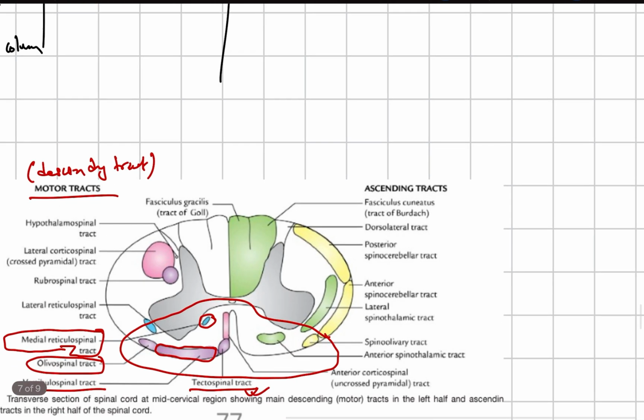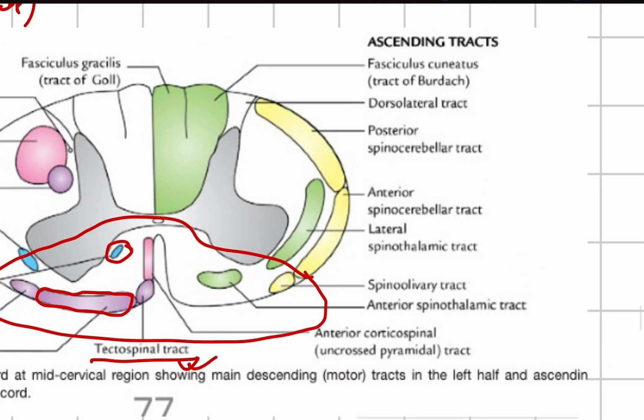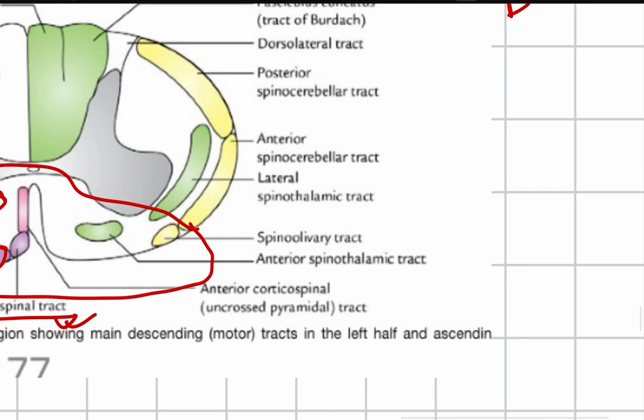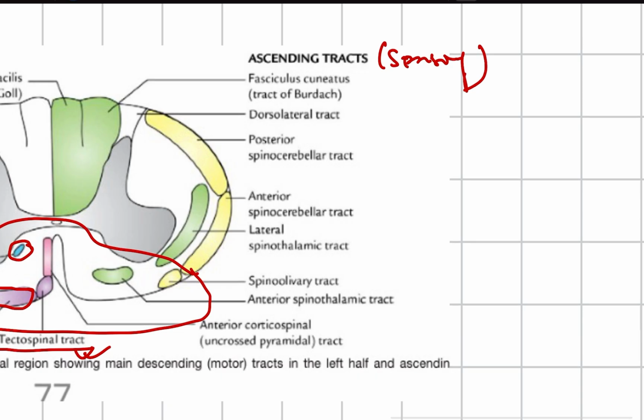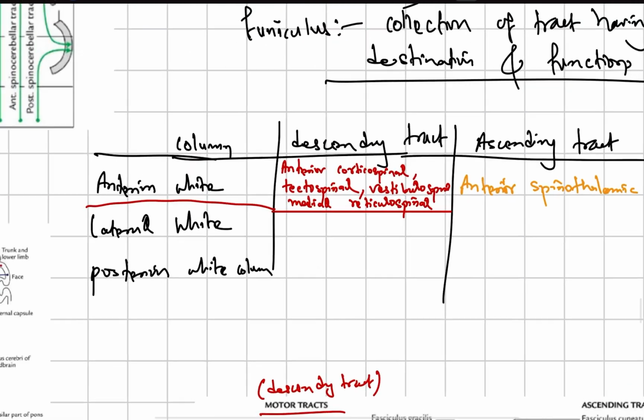So moving on to this image, when we look at this portion, there is the ascending tract on the anterior side, and it is sensory. The ascending tract, sensory, like the anterior spinothalamic tract is going, you can look from the anterior. Now moving on to the lateral white column.